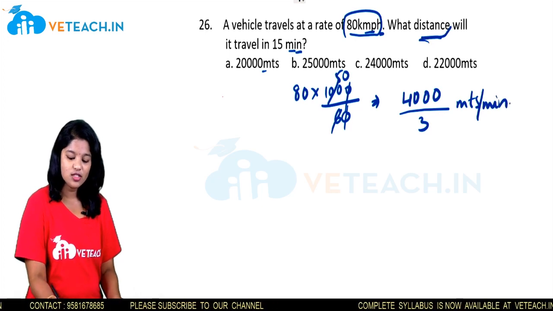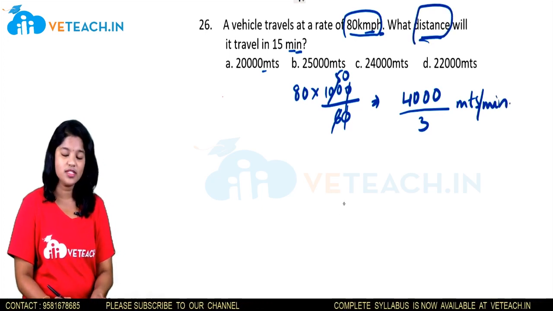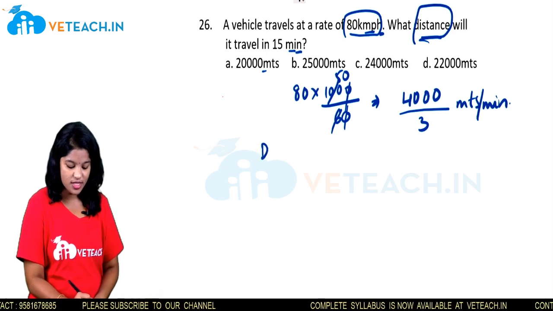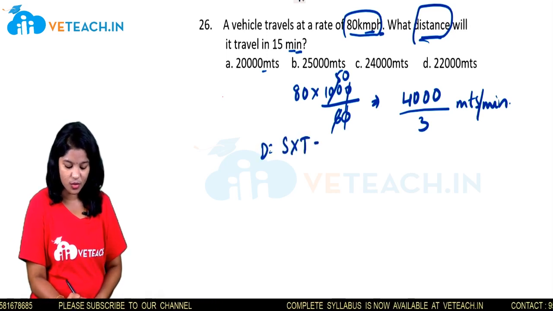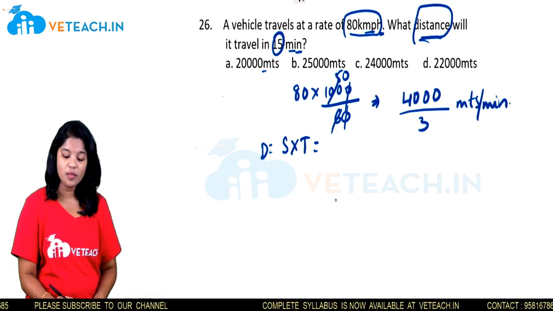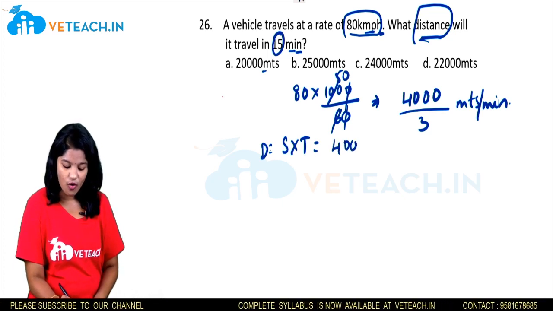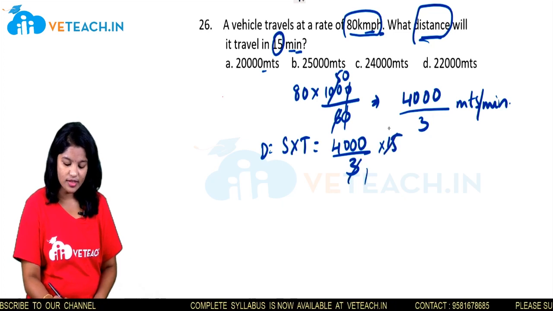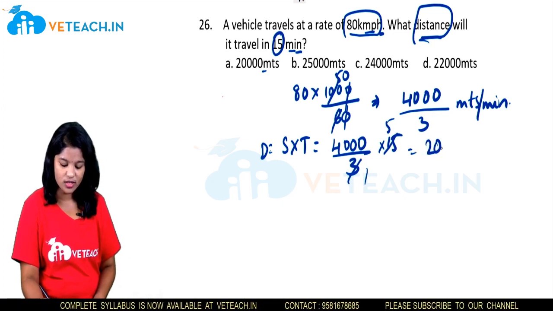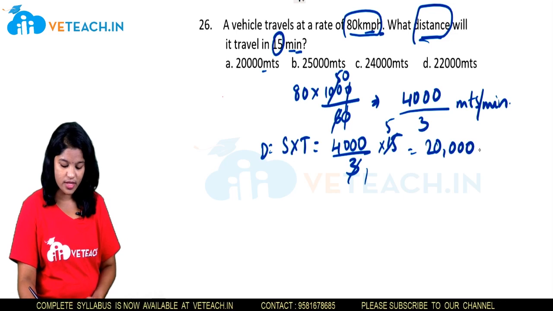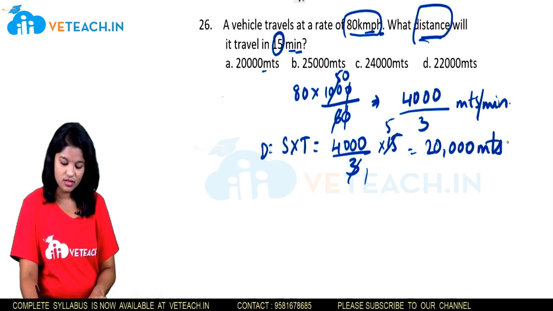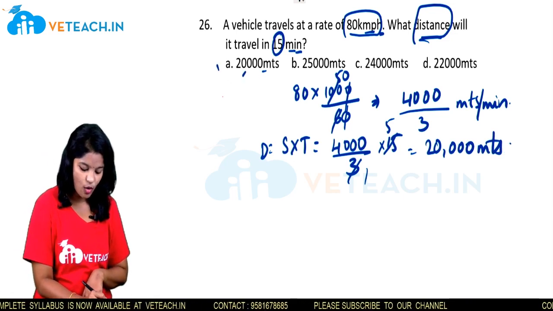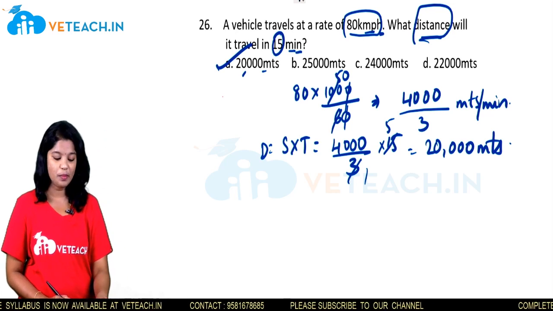Now they have asked us to find the distance when time is equal to 15 minutes. So distance is equal to speed into time. Time is given as 15 minutes. The speed is 4000 divided by 3 into 15, that is equal to 20,000 meters. So here option A is our correct answer.